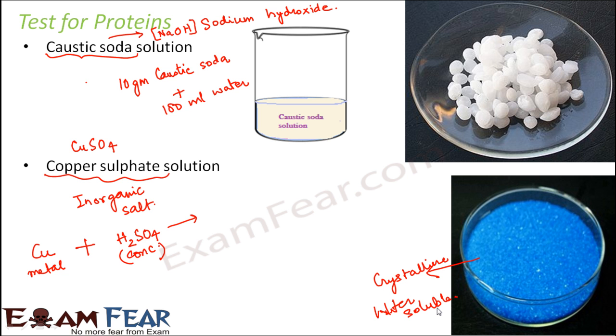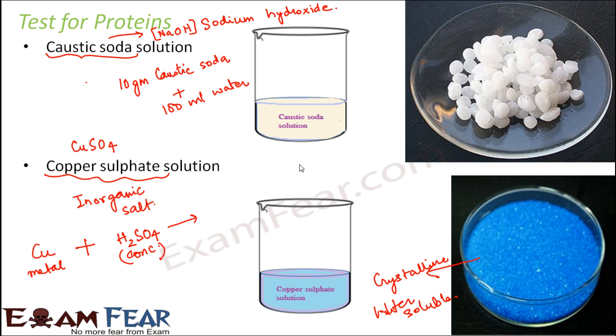So how would you prepare the solution? You take approximately 2 grams of copper sulfate and add it to 100 milliliters of water. What you get is this copper sulfate solution, which is slightly blue in color, obviously because the crystals are blue. When it dissolves completely in water, the solution also turns blue. Now we are ready with the caustic soda solution and the copper sulfate solution.